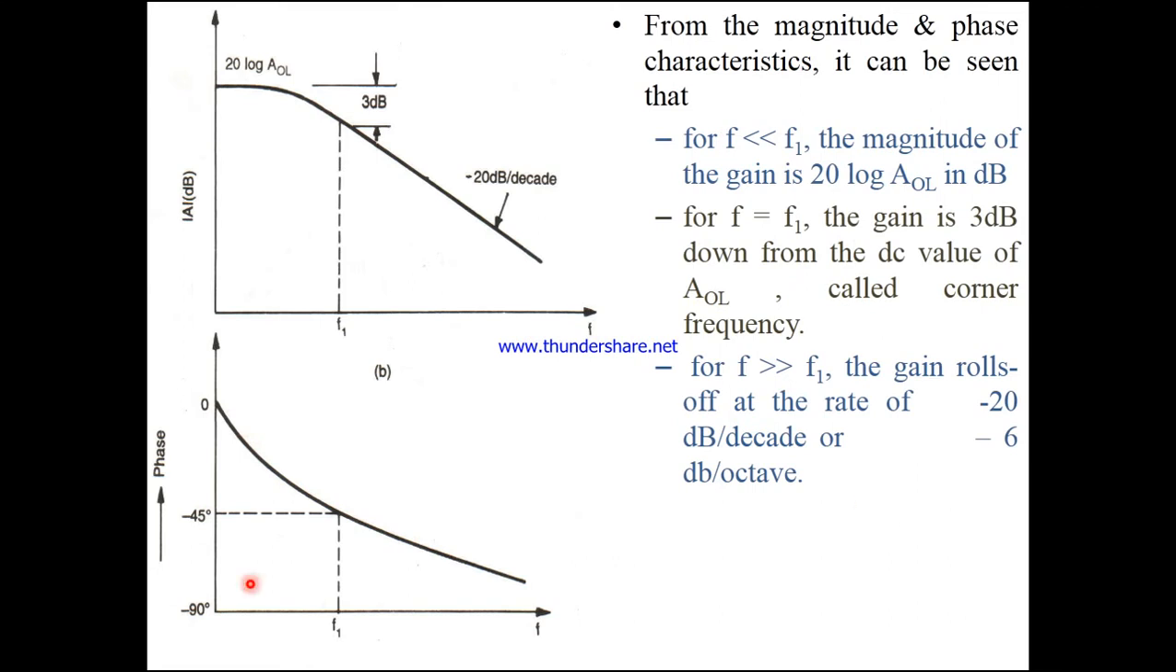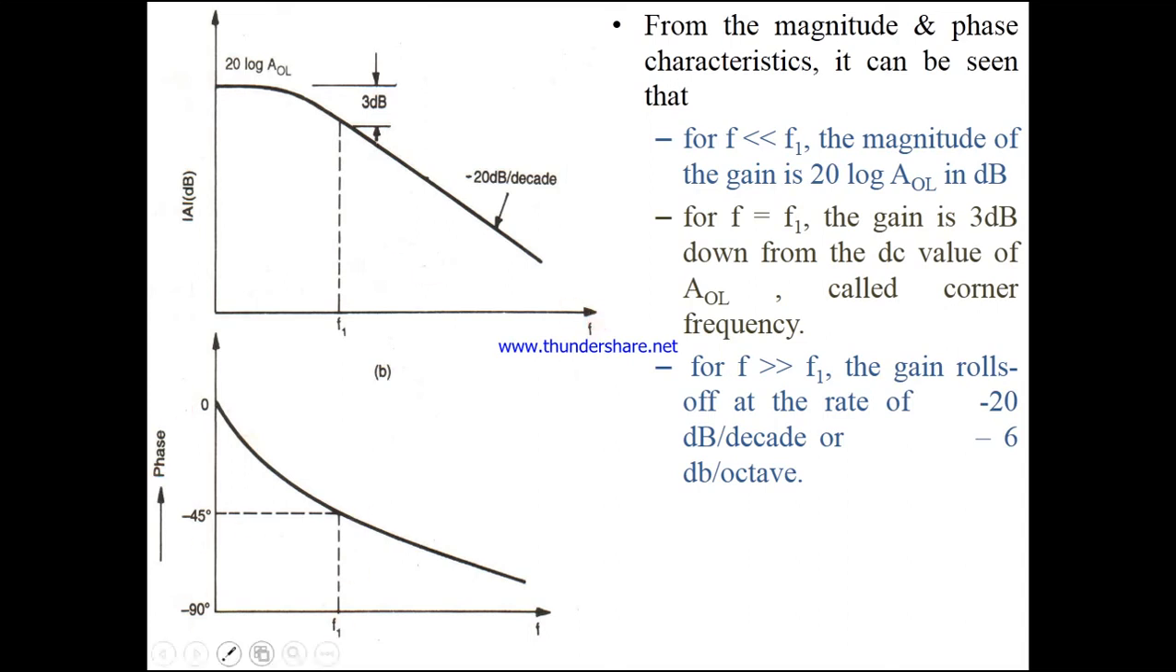Here this is the magnitude characteristics, and this is the phase response. The magnitude characteristics can be divided into three cases. If f is very much less than f1, the magnitude of the gain is 20 log AOL, the gain in dB. If f equals f1, the gain is 3 dB down from the DC value of AOL, and f1 is called the corner frequency. If f is greater than f1, the gain rolls off at the rate of minus 20 dB per decade, or minus 6 dB per octave.